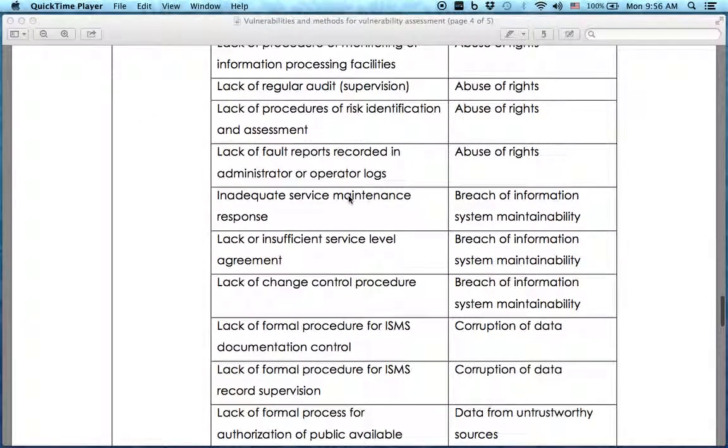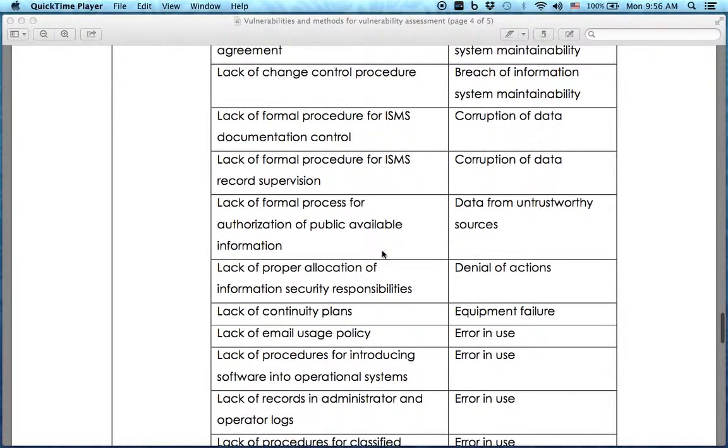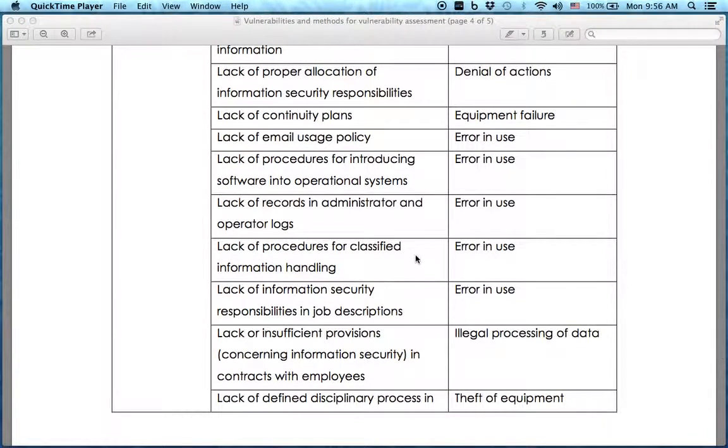There are many. Lack of records in the administrator or operator log: the threat is abuse of rights. For example, lack of formal procedure for ISMS documentation control: the threat is corruption of data. Lack of contingency plan: the threat is equipment failure. And lack of information security responsibility in job descriptions: the threat is error in use.